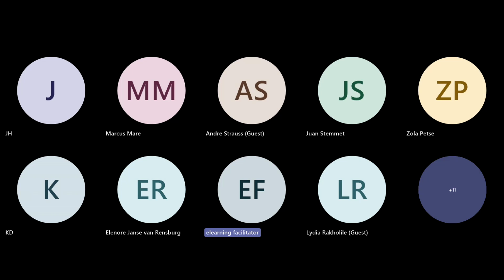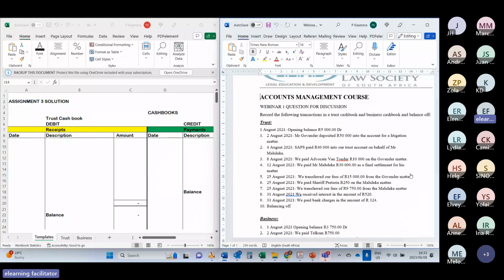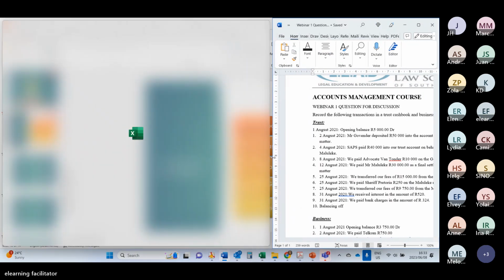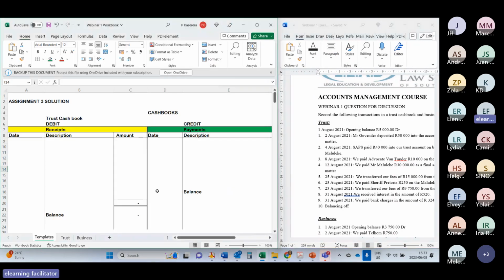I'm now sharing where we can see both. Okay, I hope you can see my screen. I hope it's big enough for you to see.